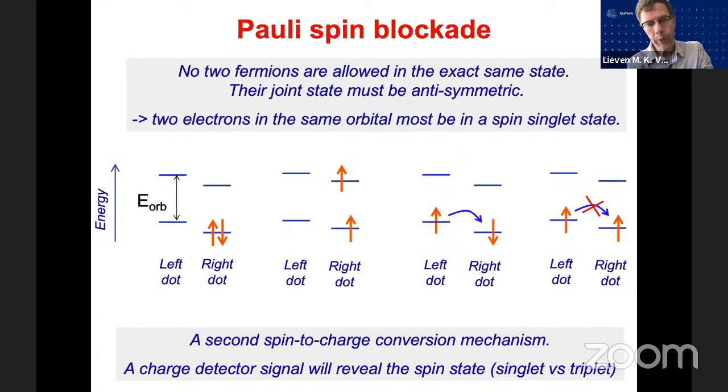Okay, so we've seen one way to read out spins. Here is a second method. It's also very popular. It uses the fact that quantum mechanics does not allow two fermions to occupy the exact same state.